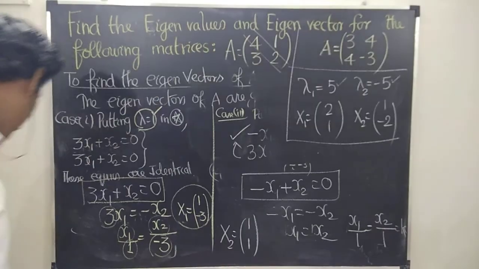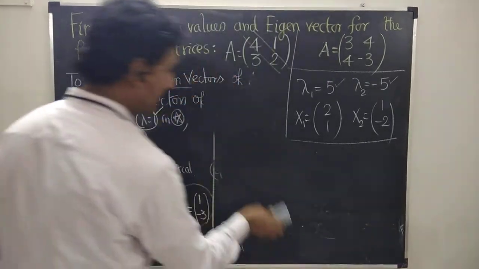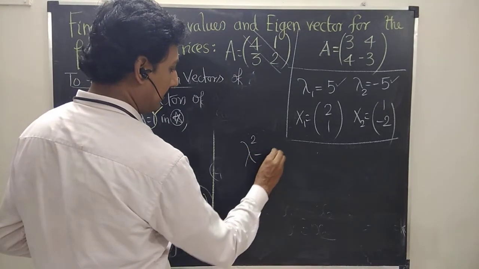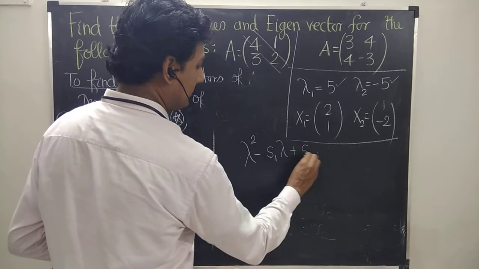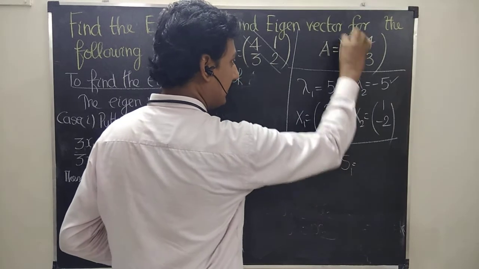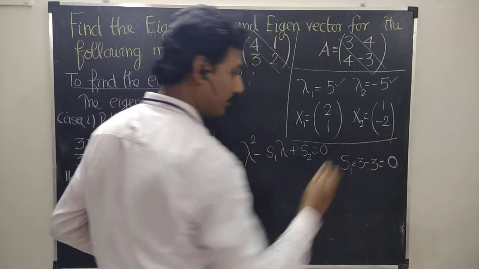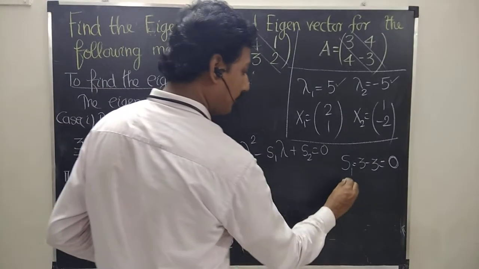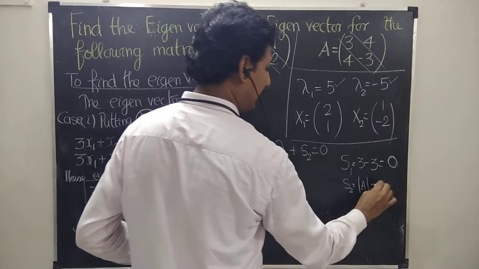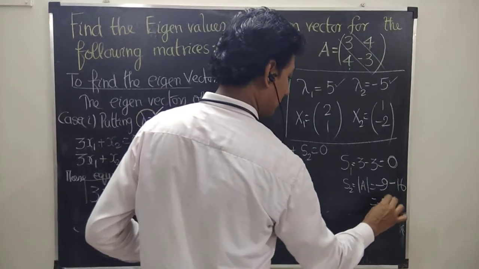I can give a hint about why this comes. Let us see the characteristic equation: lambda squared minus s1 lambda plus s2 is equal to 0. What about s1 for the second matrix? 3 minus 3, which becomes 0. What about s2? s2 is the determinant of the matrix. The determinant is 3 into minus 3, which is minus 9, minus 4 fours are 16, which is equal to minus 25.